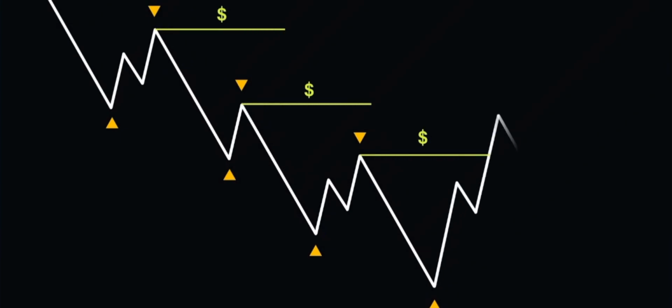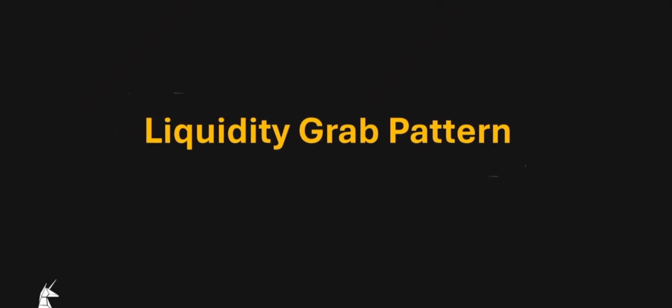Similarly, in a downtrend, the liquidity above swing highs becomes more important, as the market often sweeps these areas to collect buy-side liquidity before continuing lower. Now, it's time to understand what happens around these levels and how the liquidity grab pattern works.